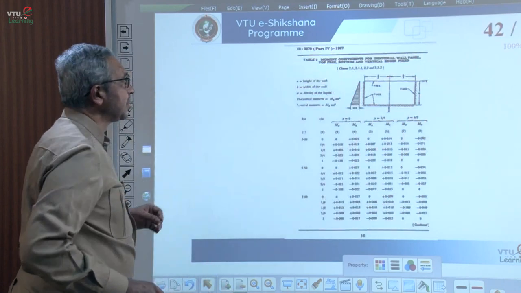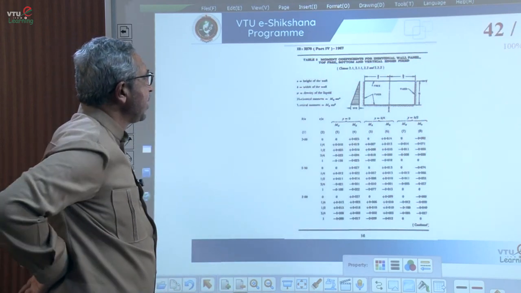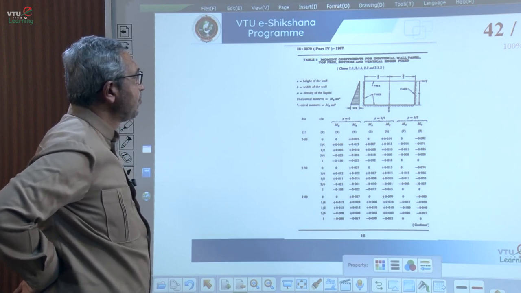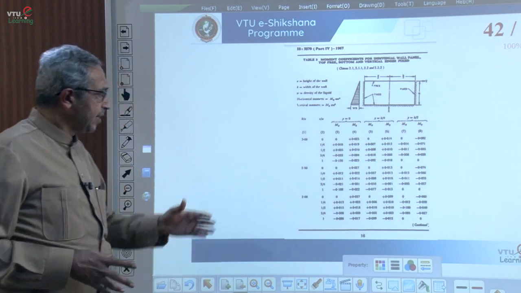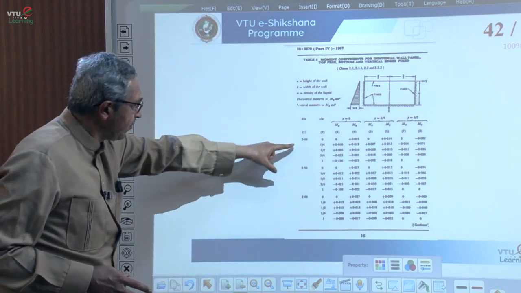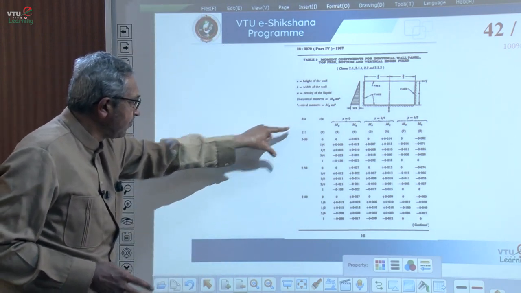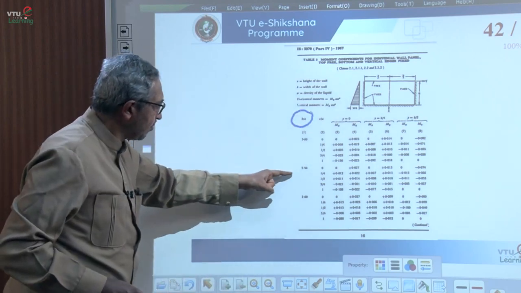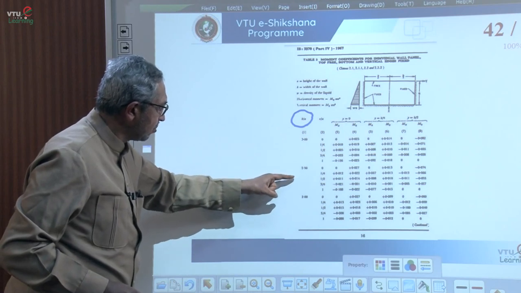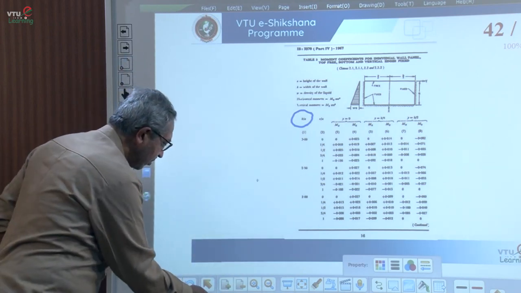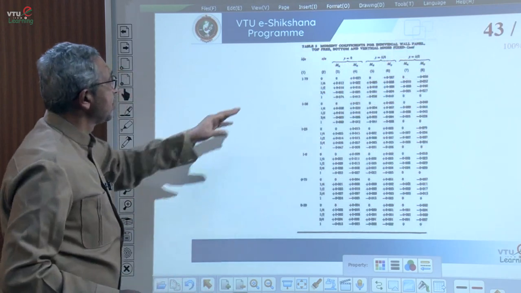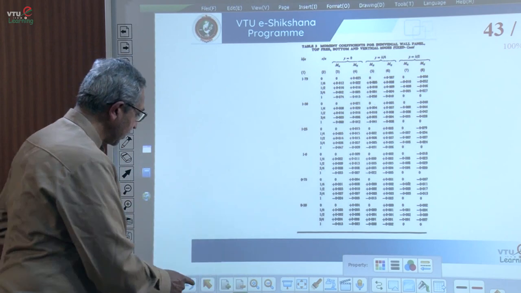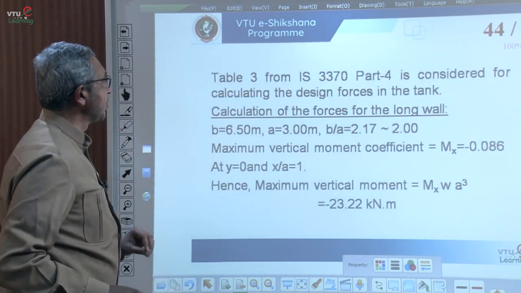Yes, this is table number 3, wherein we obtain the moment coefficient for an individual wall panel, top free, bottom and vertical edges fixed. So this value varies for different values of b by a, with values 2.5, and it continues to the next, 1.75, 1.5. Yes, it continues. Next.